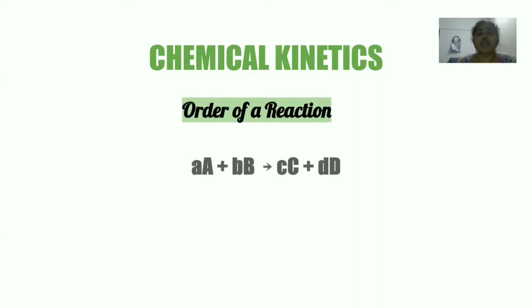Now coming to order of a reaction. When we take a general equation of the form aA plus bB forming cC plus dD, the rate is given as K into concentration of A raised to x into concentration of B raised to y. This expression is known as the rate law. I told you that these x and y are experimentally determined quantities. Starting with different initial quantities of A and B, we can find out the extent to which the rate of the reaction depends on the concentration of either of the reactants or on the concentration of both the reactants.